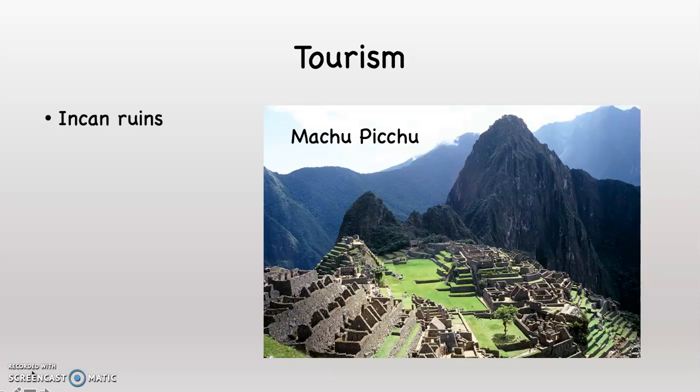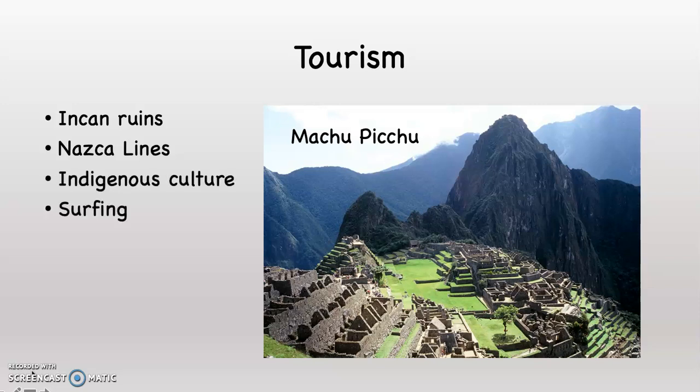Tourism is critically important to Peru. It's based heavily on the Incan ruins like Machu Picchu, the very famous Machu Picchu, the Nazca Lines that I just showed you, and the indigenous culture that remains. It also is an important surfing place, believe it or not. So for those people who like to go on surfing safaris, Peru is usually on the list. And it has the largest tourism industry in South America.